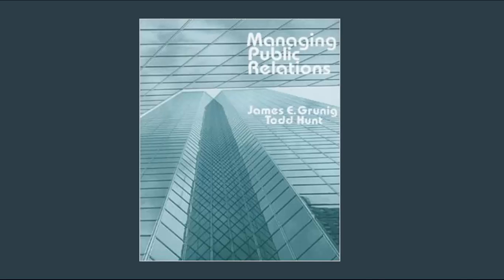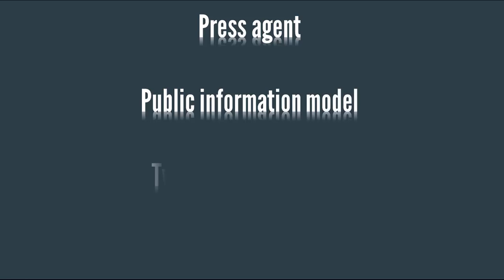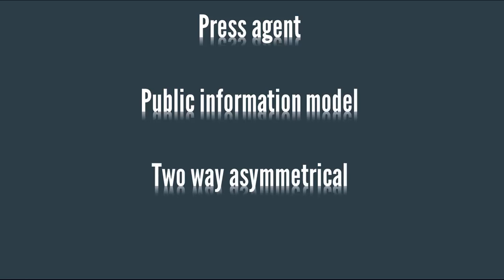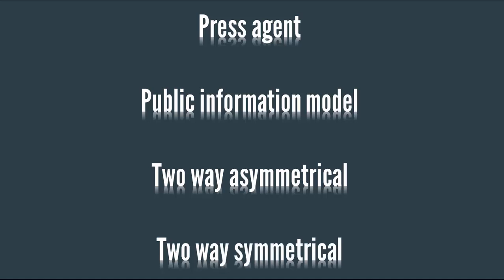The first form of communication is the press agent. The second is the public relations information model. The third is the asymmetric persuasion model. And the final one, the two-way symmetrical model, has become accepted as a formal definition of best practice for communication in the Western markets between an organization and its audiences.